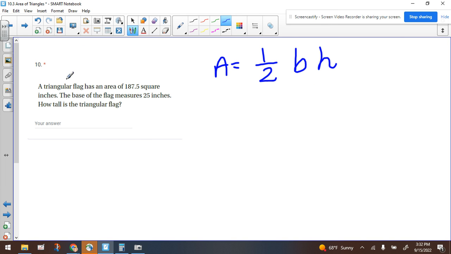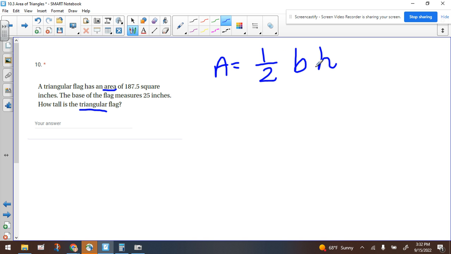We're looking at number 10 on area of triangles. It says a triangular flag has an area of 187.5 square inches. The base of the flag measures 25 inches. How tall is the triangular flag? Since they're telling you it's a triangular flag and we're talking about area, you know you're going to be using the area formula for a triangle. It's area equals half times the base times the height.